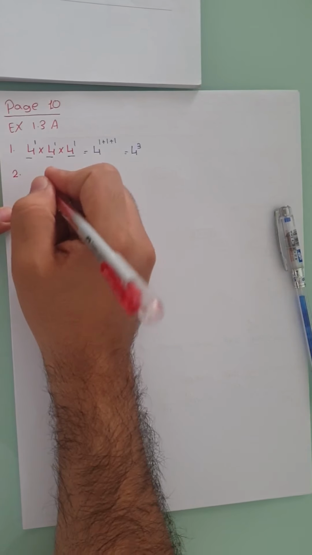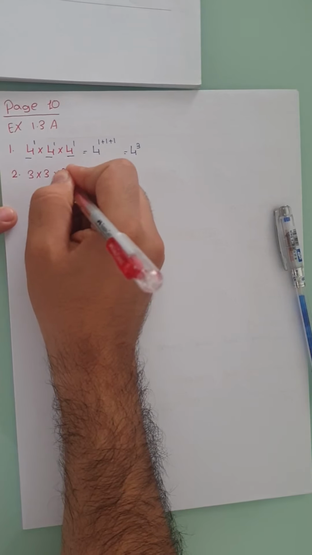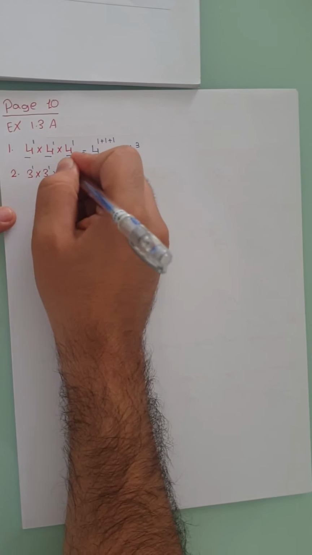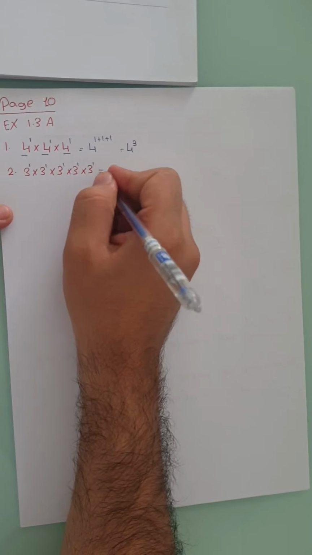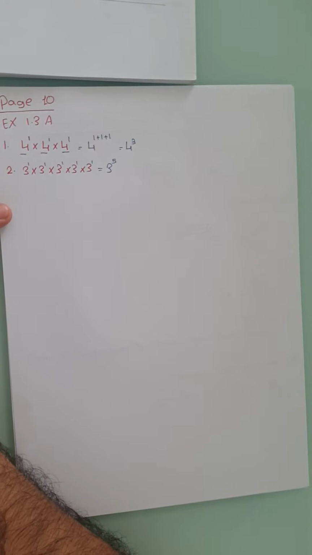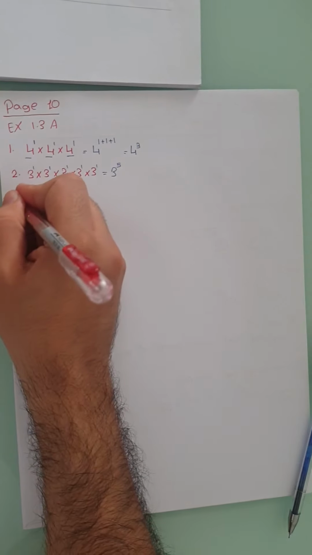It says 3 times 3 times 3 times 3 times 3. Okay, you know for a fact this is 1, 2, 3, 4, 5. You're going to add those ones together, so it's going to give you 3, same base, to the power of 5.